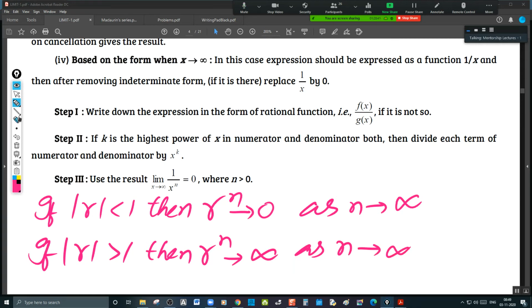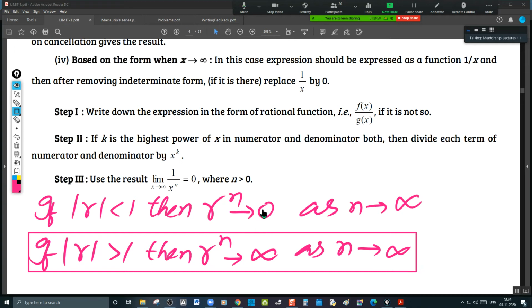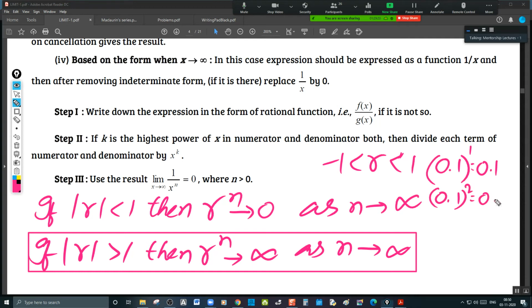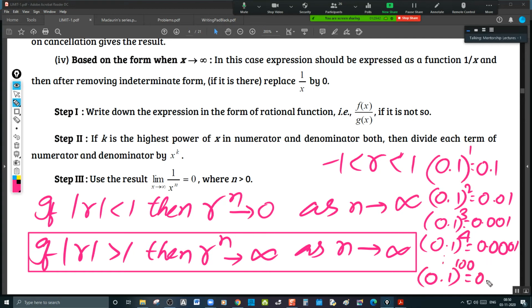There is no use in the second case, because the tending to infinity case will not be changed, but in the first case it becomes 0. So in solving all the limits related to infinity, we have to make use of this. What does it mean? Mod r less than 1 means r value lies between -1 and +1. Why does it tend to 0? 0.1 whole power 1 becomes 0.1, 0.1 whole square becomes 0.01, 0.1 whole cube becomes 0.001, and 0.1 whole power 4 becomes 0.0001. If it extends to 0.1 power 100, after the decimal you will get 99 zeros and then 1.